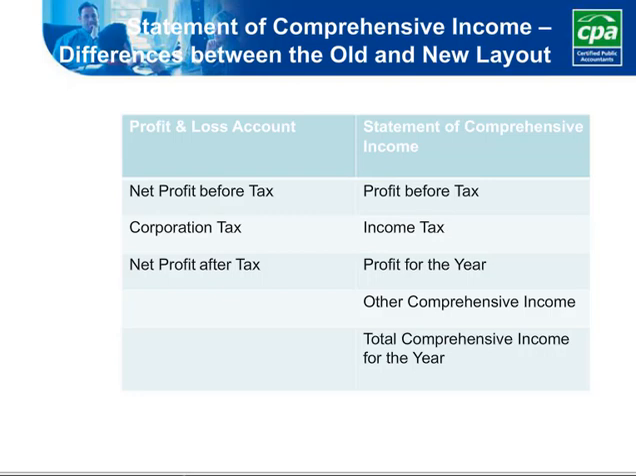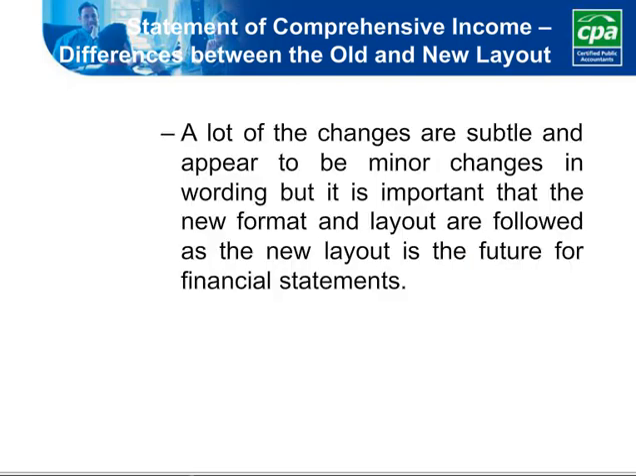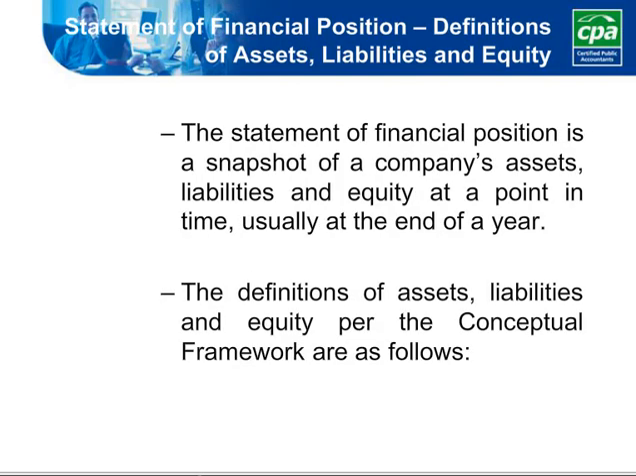The major changes then become that we have this new section classified as other comprehensive income, and we get our total comprehensive income for the year by adding our profit for the year plus our other comprehensive income in the statement of comprehensive income. As you can see therefore, a lot of the changes are subtle and appear to be minor changes in wording, but it's important that the new format and layout are followed, as the new layout is the future for financial statements and what will be used in the years to come.